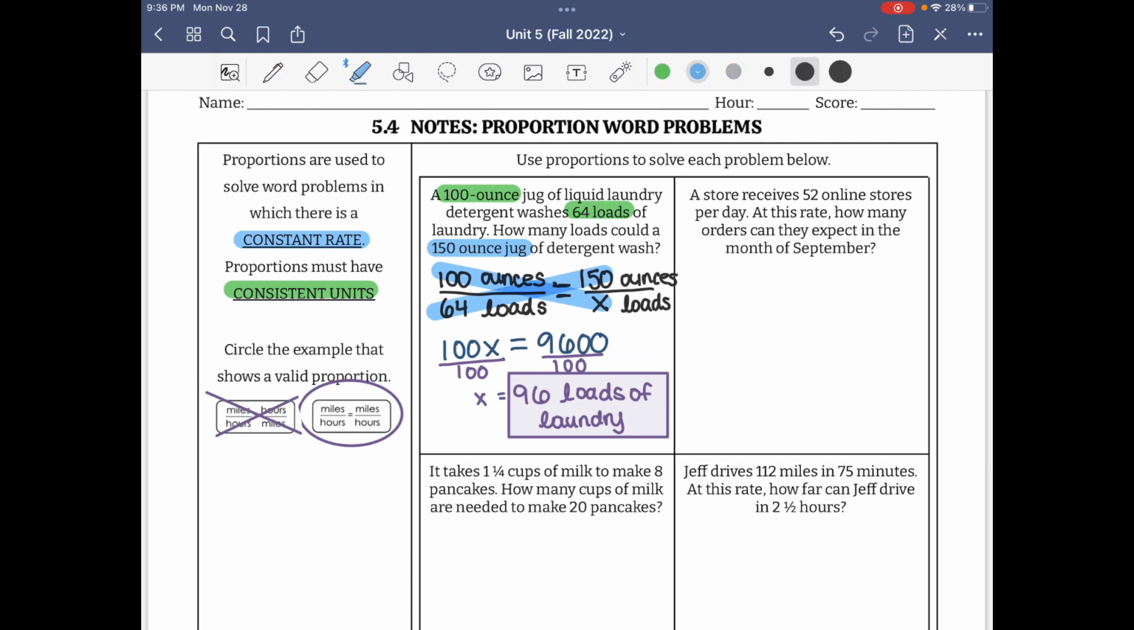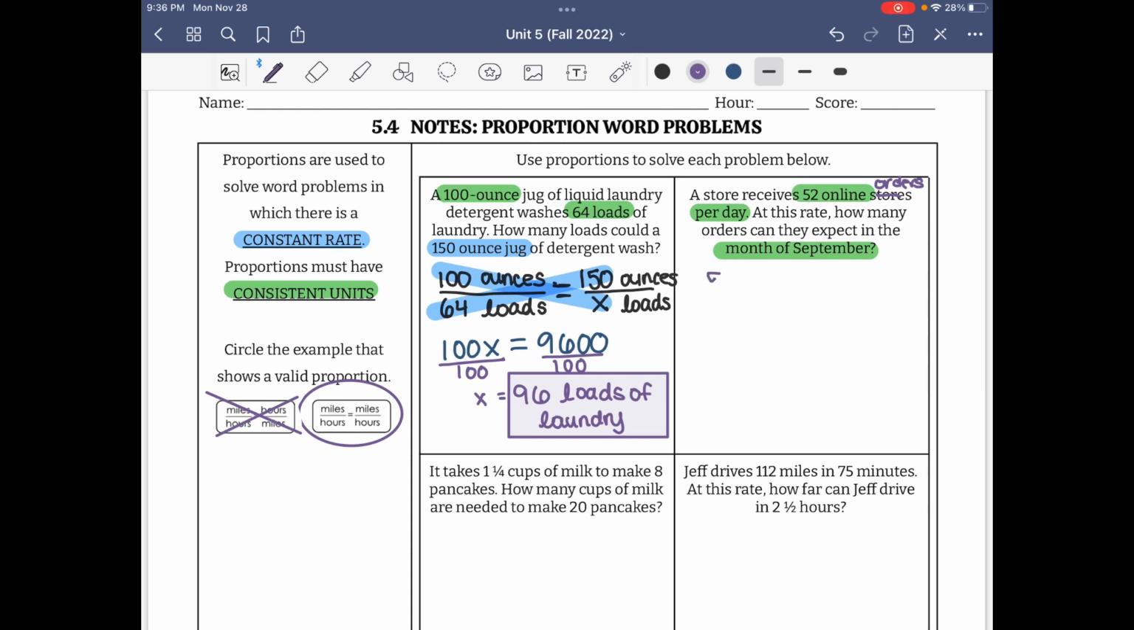Okay, let's try another one. A store receives 52 online, that should say orders, per day. At this rate, how many orders can they expect in the month of September? Okay. So if we've got 52 online orders, and I'll fix that for your guys' copy so you won't have to do that.